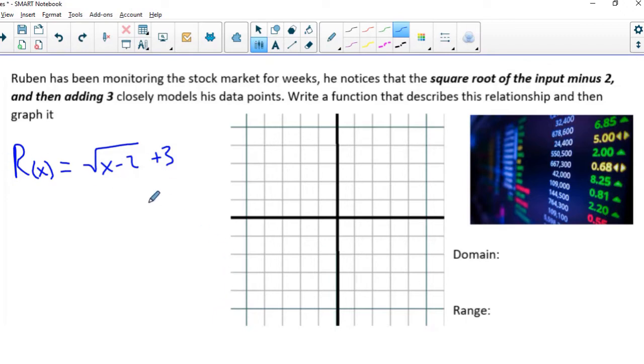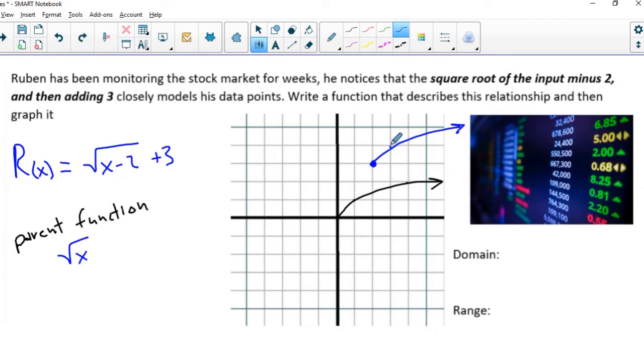So the parent function for this is square root of x. Just sketching that here on the graph. And this is actually transformed to the right 2. Remember, this is opposite inside of that square root bracket. So this is going right 2 and then up 3. We're going to go over 1, 2, and then up 1, 2, 3. Right there would be our new point. So you're going to get something kind of like that.